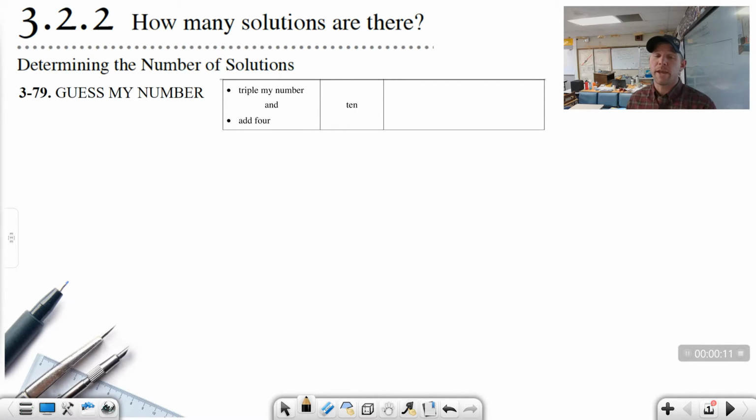So yesterday we were learning about how to solve an equation and what a solution is. Remember, from yesterday's lesson we learned that a solution is a number that makes both sides the same. Okay? So we're going to start class off today with guess my number.